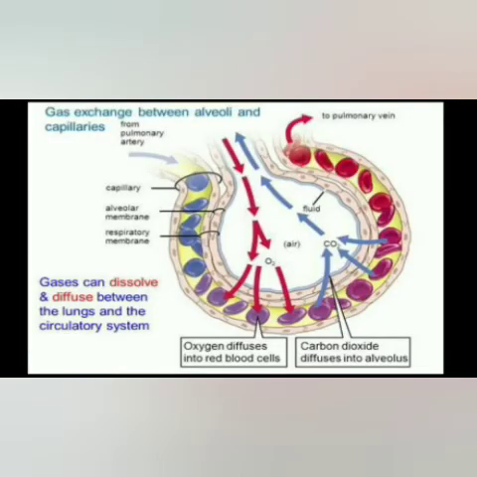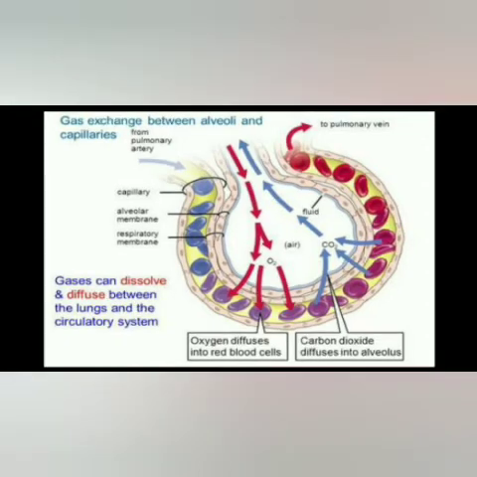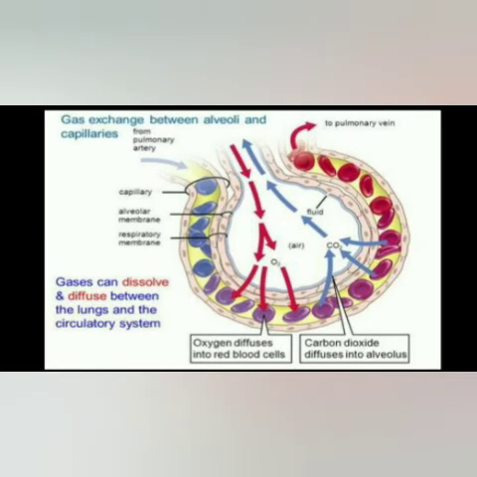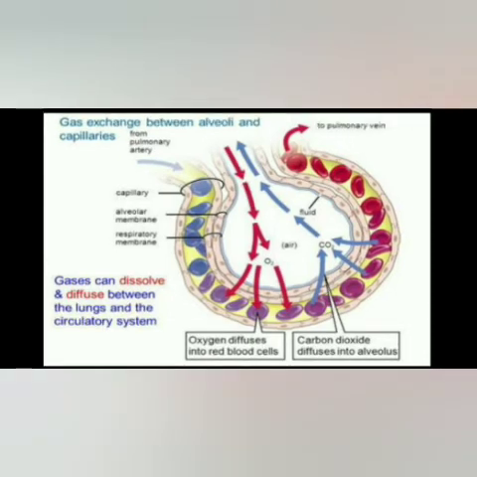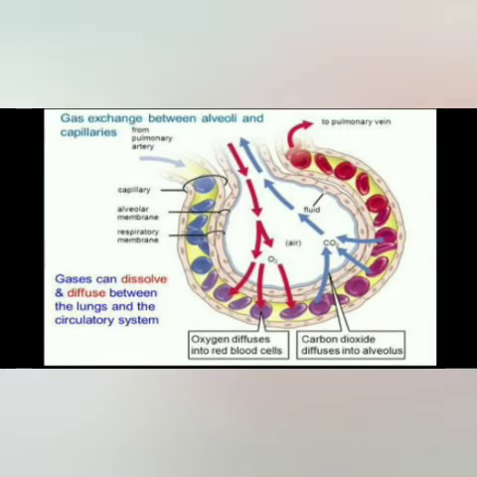In this picture, you can see how gaseous exchange between the alveoli and capillaries takes place. Here you can see pulmonary artery, which carries deoxygenated blood from heart to lungs, gets oxygenated when oxygen diffuses into red blood cells and passes into pulmonary vein, whereas at the same time carbon dioxide from the blood vessel passes into the alveoli.